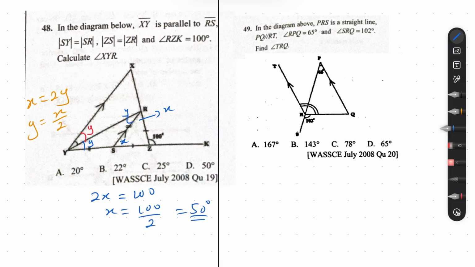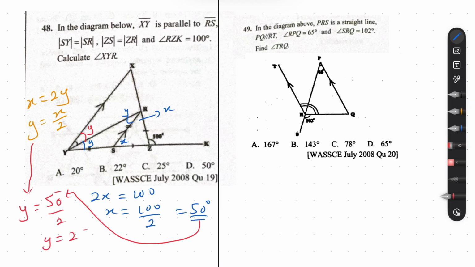Now we can find our y to be equal to x over 2, and we now know x is 50, so we can write 50 over 2. So our y will give us 25. So our y is 25, which is C. So the angle we are looking for, which is y, is 25.